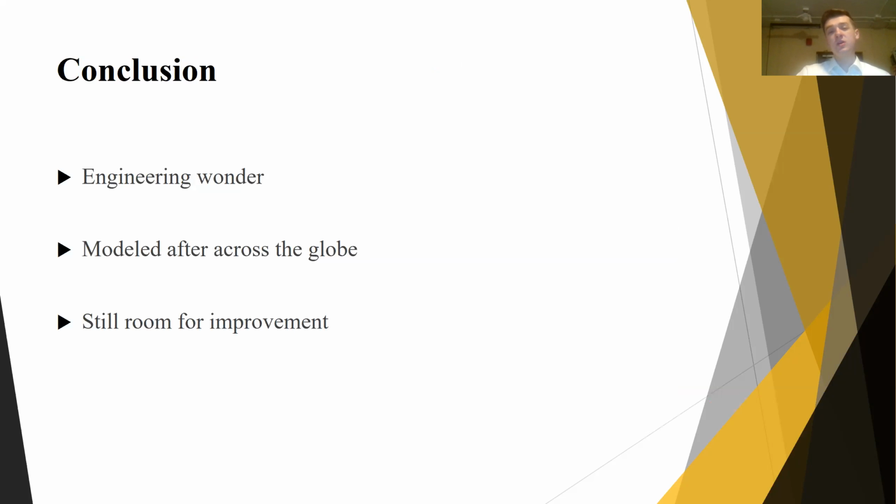To conclude, I explained to you how this is an engineering wonder through all the solutions and problems that the engineers came up with and faced along the construction process. The system is modeled after across the globe. Sites including Oklahoma City and New York City have very similar riverwalks. However, there's still room for improvement. The engineers could have saved a lot of time and money if they had properly planned for the rock fallout beforehand.